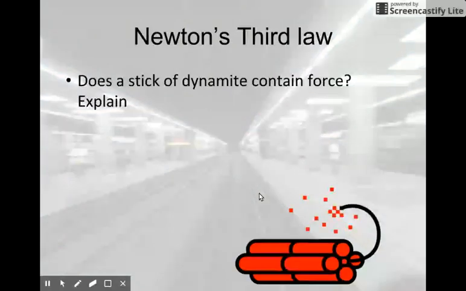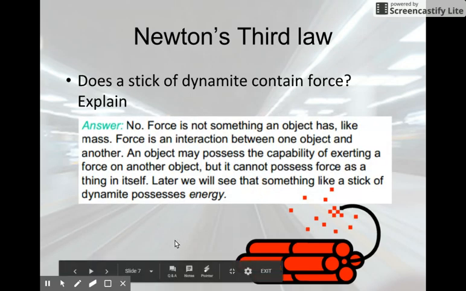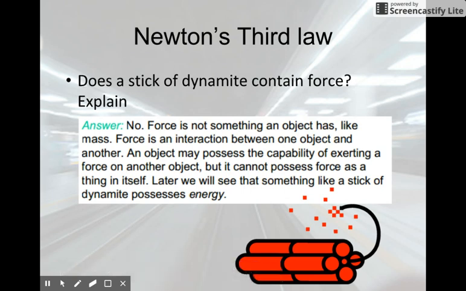So how would Newton's third law explain a stick of dynamite? Does it contain a force? The answer would be no. A force is not something an object can have, like it has mass. A force is an interaction between objects. An object may possess the capability of exerting a force on another, but it cannot possess force. Force is not a thing or matter. In a later unit, we're going to talk about what the stick of dynamite possesses, and that's energy.